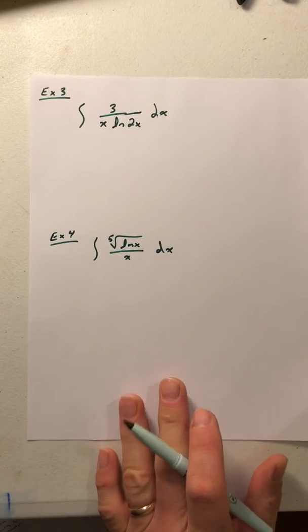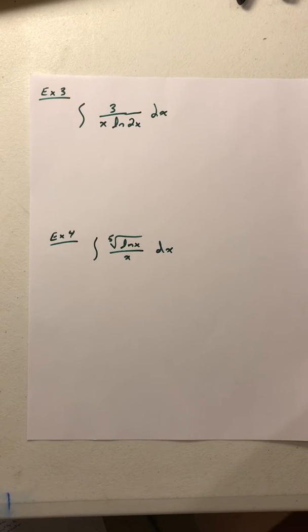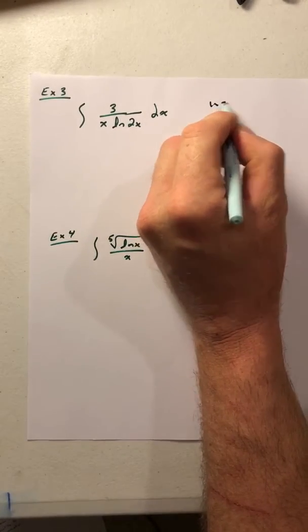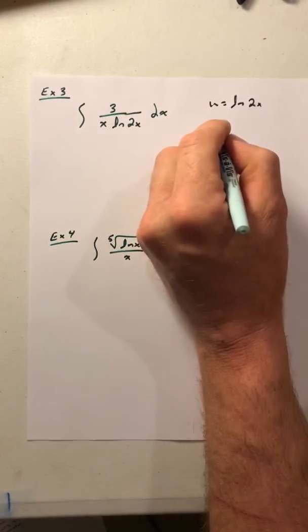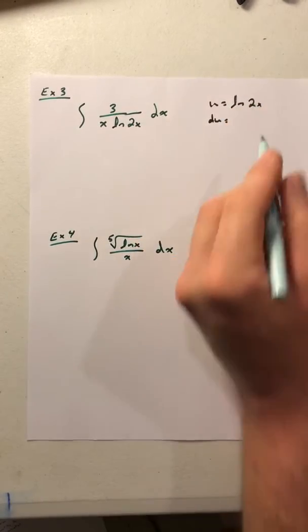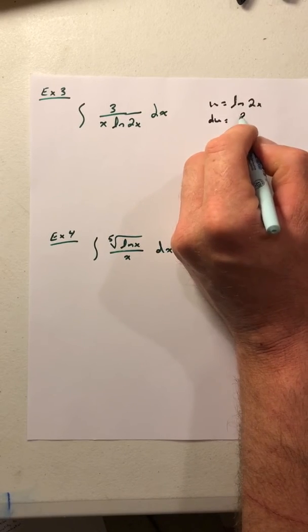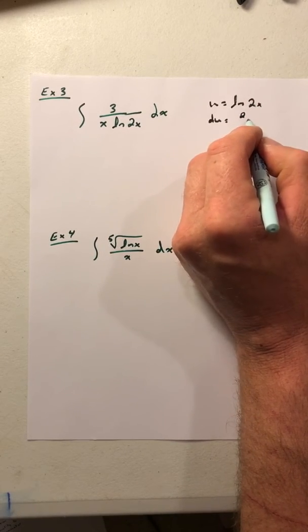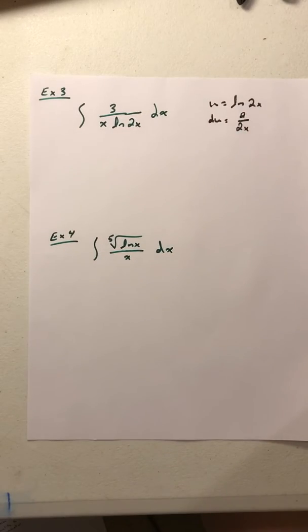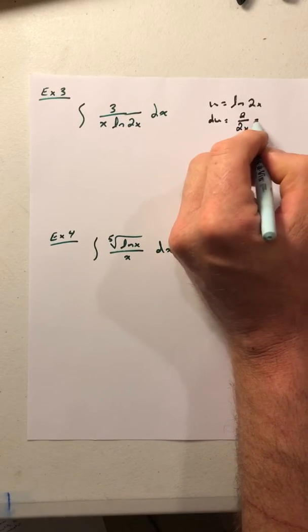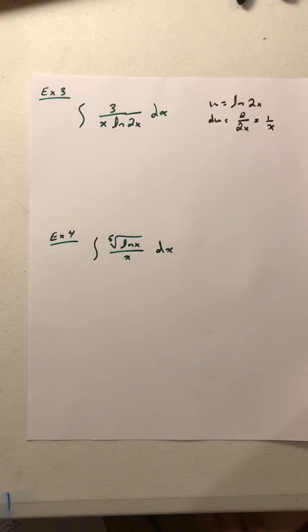In example 3, here we see that we don't have just a natural log of x. We have a natural log of 2x. Does that matter? Well, if we let our u equal the natural log of 2x, what is the derivative of the natural log of 2x? Well, the derivative of 2x is 2, divided by that original function of 2x. So 2 divided by 2x is going to reduce again to 1 over x. So we should see that we still end up with a 1 over x.